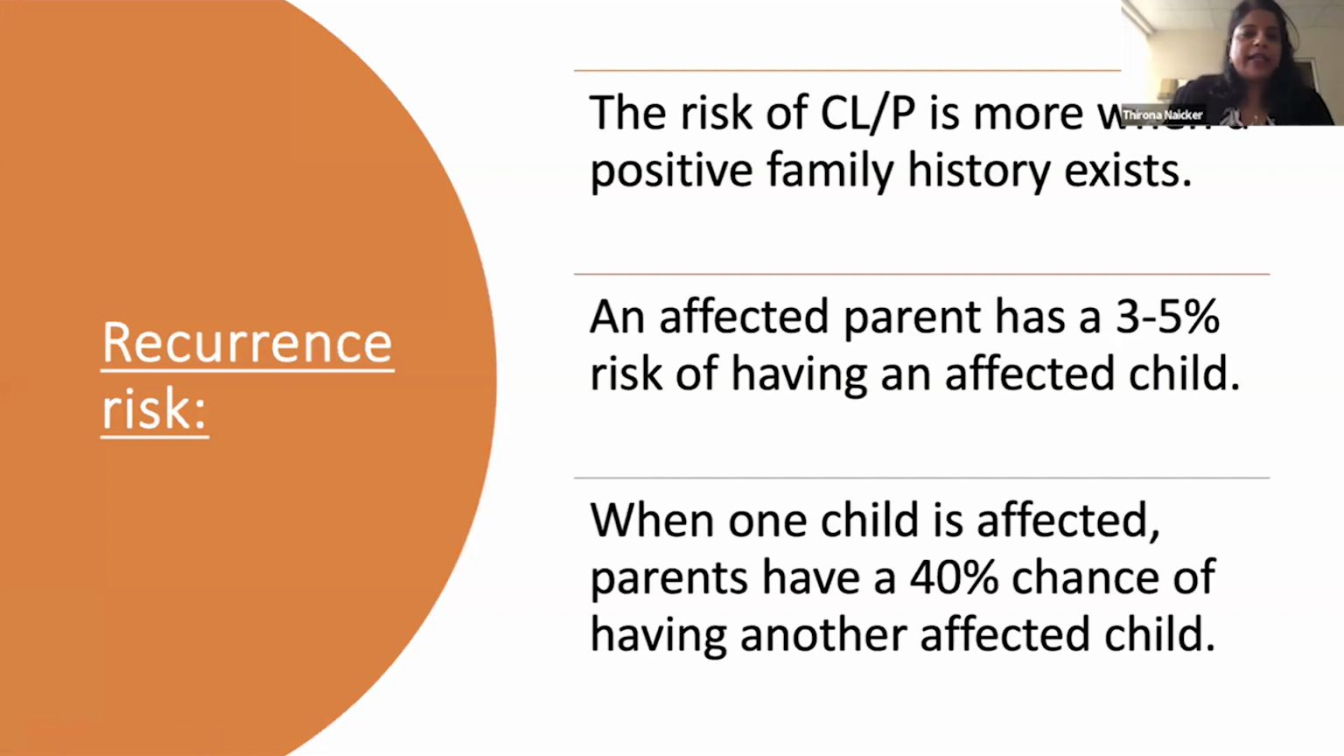I've just got 2 more slides. So I was asked to mention a little bit about the recurrence risk. If you look at the literature and at textbooks, there's big tables that show you if you have a 1st-degree relative or 2nd-degree relative, what is the risk?